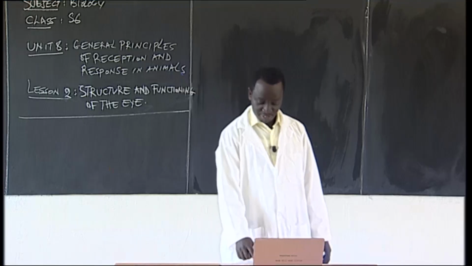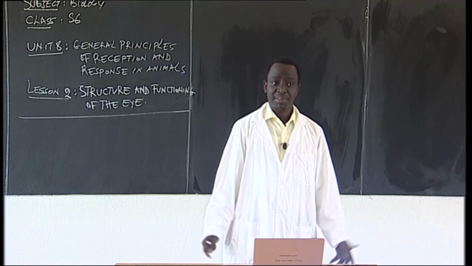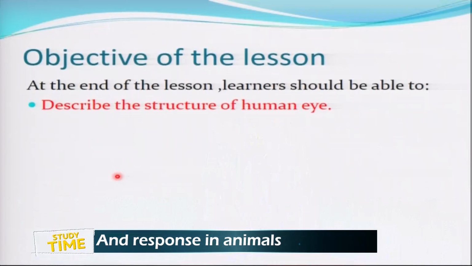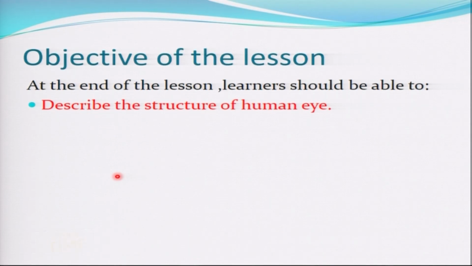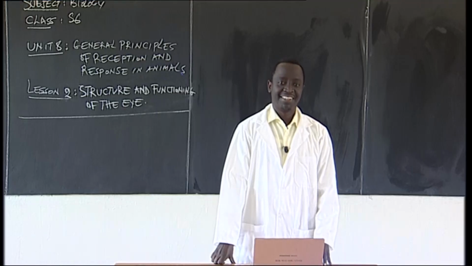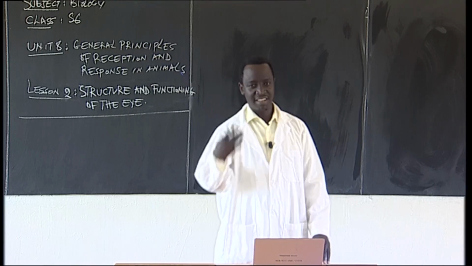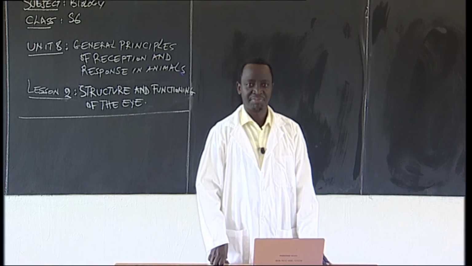And then what is the objective of the lesson? You will be able to describe the structure of the human eye. So be ready. Take your notebook where you can write explanation, and then you follow. Even you can ask where you don't understand.